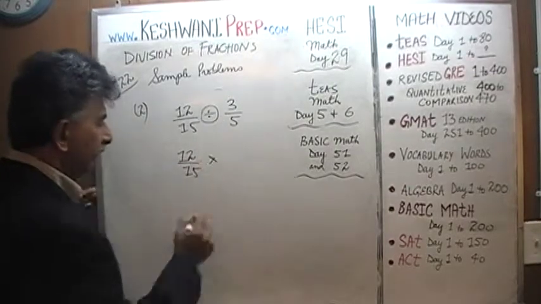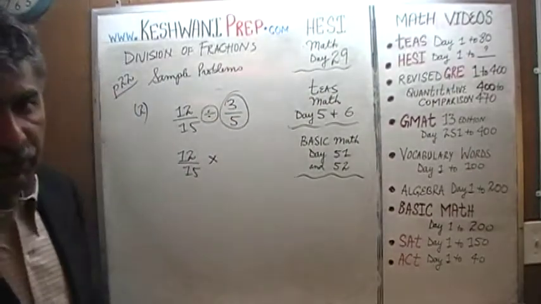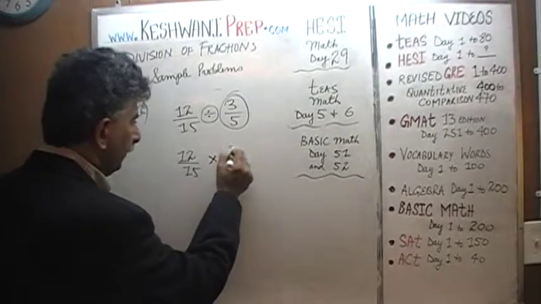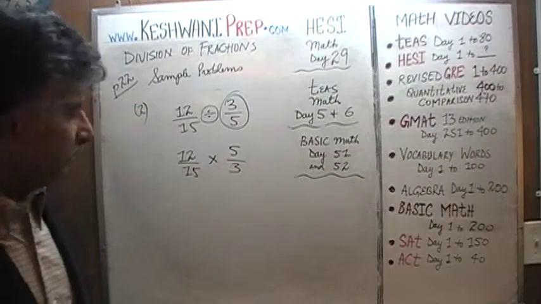Division is going to become multiplication, and we're going to multiply it by the reciprocal of the second fraction. Three fifths is going to convert into five thirds. And the rest is very easy. We just have to simplify it. We simply have to reduce it.